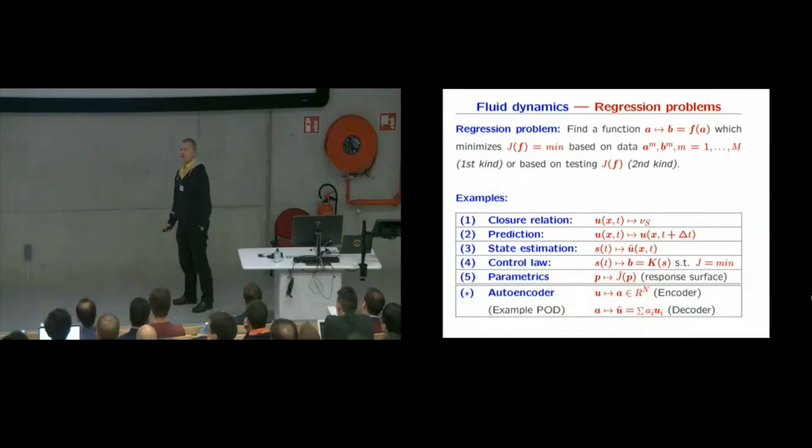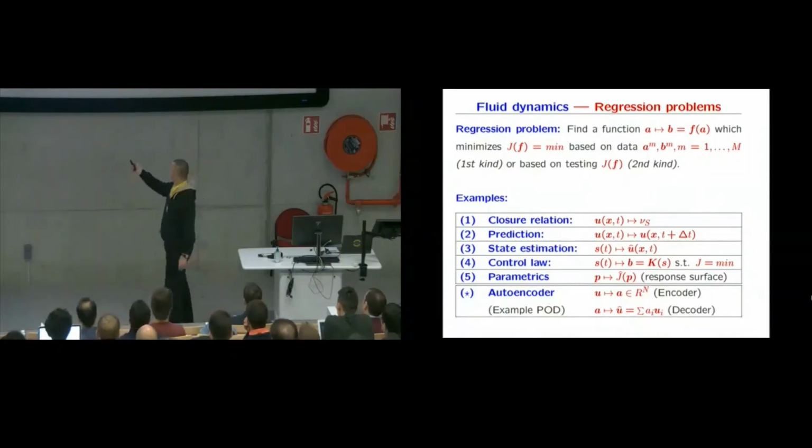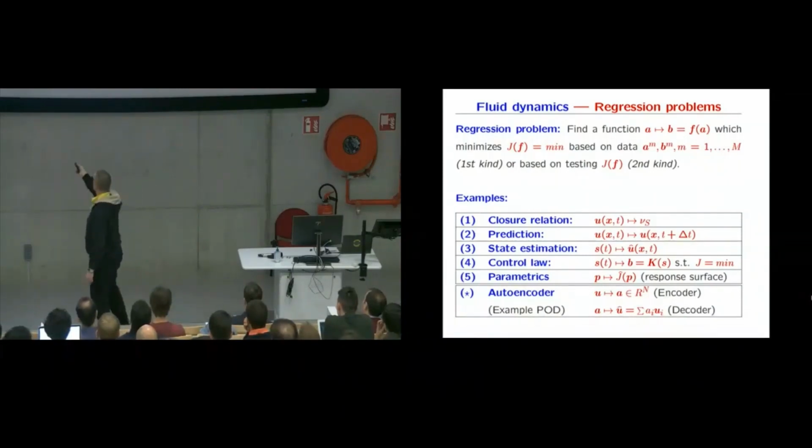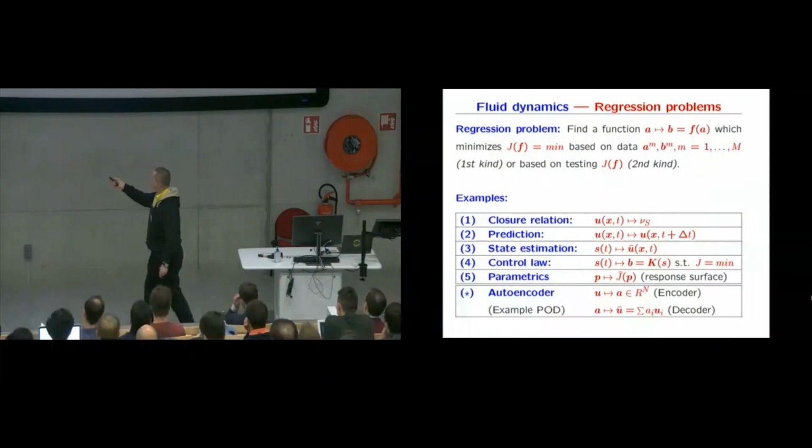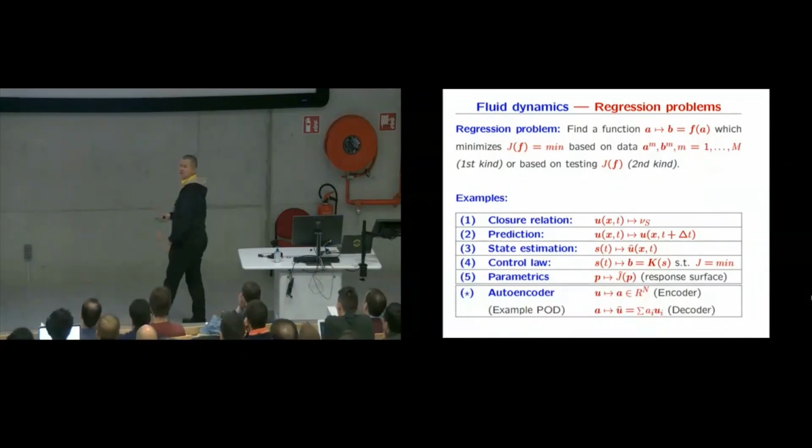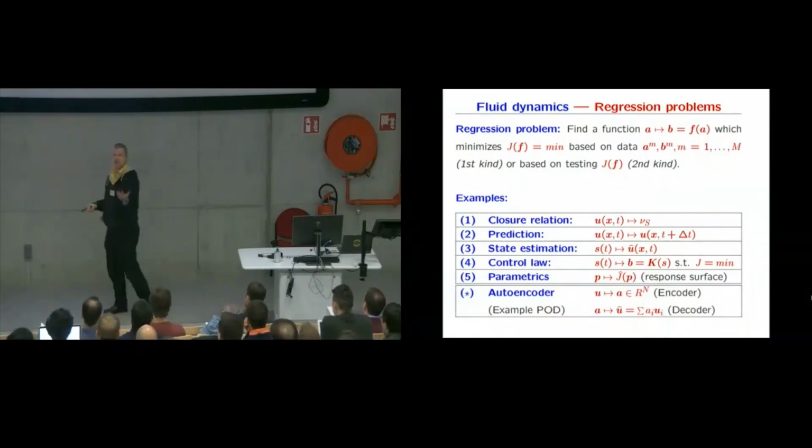Well, typically it's a variational model because you don't have the direct connection. Next thing is you want to predict. You know the current state, you want to know the future state. So essentially this is solving ordinary differential equations or PDEs. You may want to do state estimation. So you measure certain hot wire signals and you want to estimate the whole flow field.